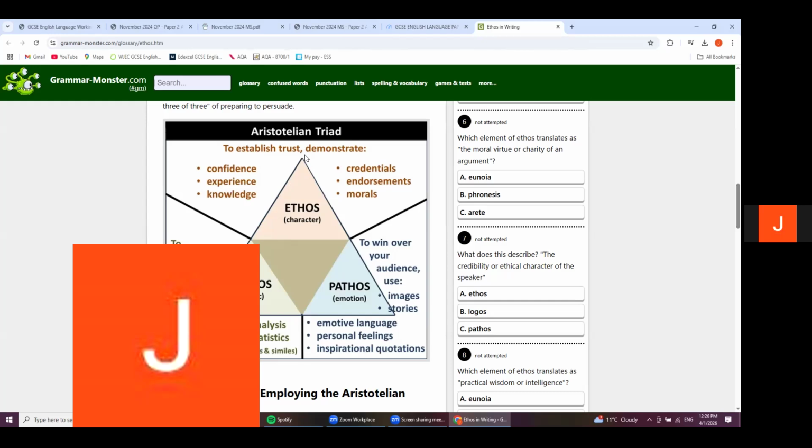So for ethos, what we need to do for our audience, imagine I'm writing to students, to the whole community, is establish trust and demonstrate confidence, experience, and knowledge, credentials, endorsements, morals. Really what that's all about is showing the audience that we're knowledgeable, we're confident, we've got experience of why the past is irrelevant, relating it back to our question, our statement, and why the future is now and why we need to invest now for the future. So we're really instilling confidence in the audience that we're an authority on what we're talking about.